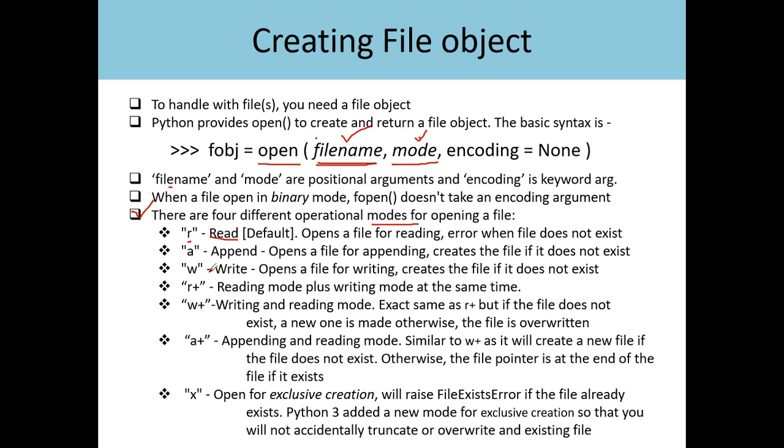If you want to open a file for writing purpose, you have to give W. So these are the different opening options for which you want to open a file object. This open will create a file object, fobj. That is a variable name I have given; you can give anything. I will demonstrate everything to you now.